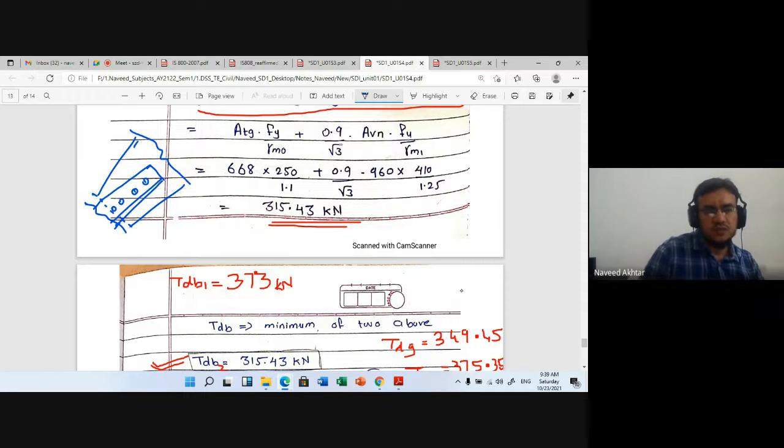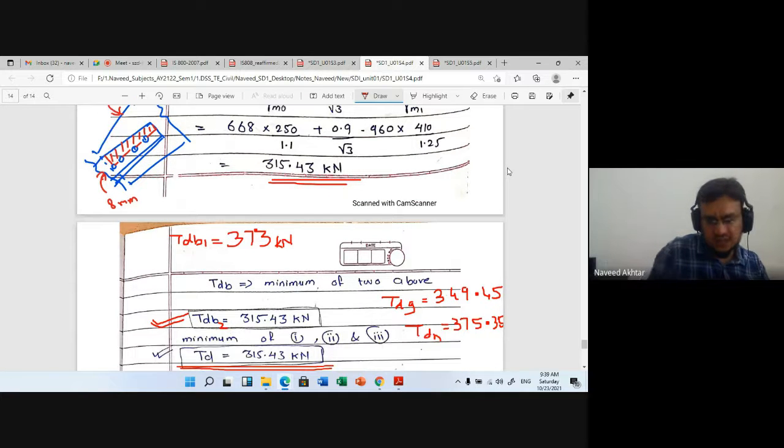So for block shear failure, if I draw the diagram, it will be from here. This plate will break. This shear and tension will act with the gusset plate, because the thickness of the gusset plate is 10 mm and the thickness of the angle section is 8 mm only. So definitely the failure will be in the angle section. If you draw the pattern for the block shear failure, it will be like this.